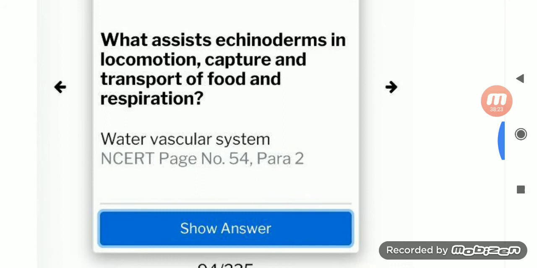What assists echinoderms in locomotion, capture and transport of food, and respiration? Water vascular system.